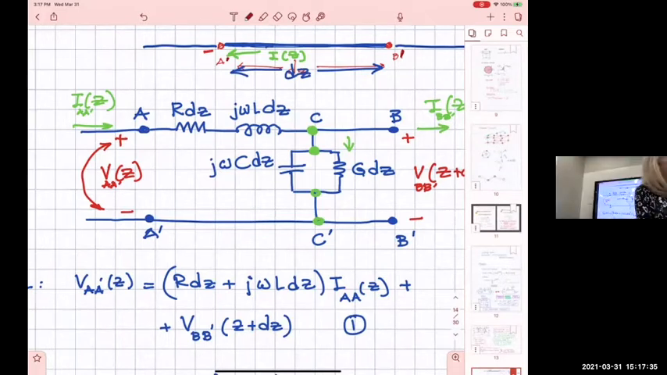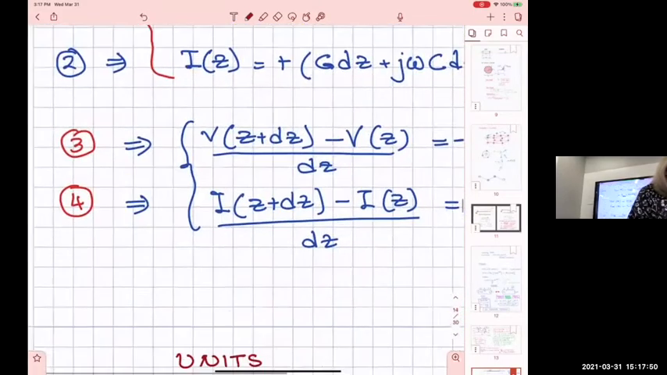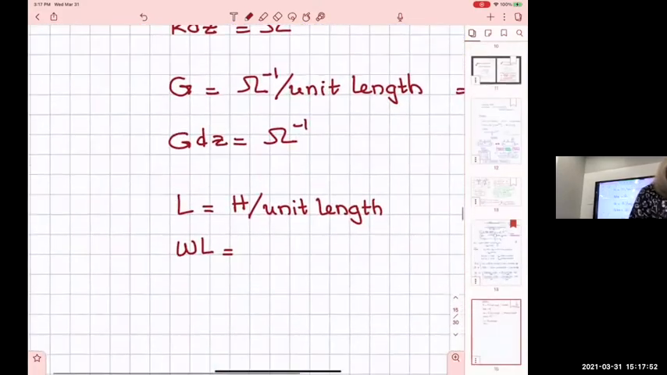Omega L practically is in ohms, omega L dz, because they are in the same units. See, I have it like an impedance. Yes, the reactance, exactly. Because it's a reactance, omega L is in ohms per unit length.